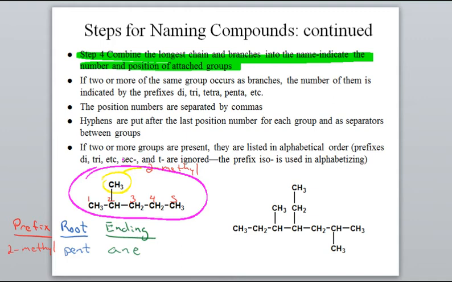5 carbons is the longest chain. It's an alkane, so pentane. And there's a branch carbon, and that's a methyl, and it's on carbon number 2 that's part of the longest chain. So 2-methyl pentane.